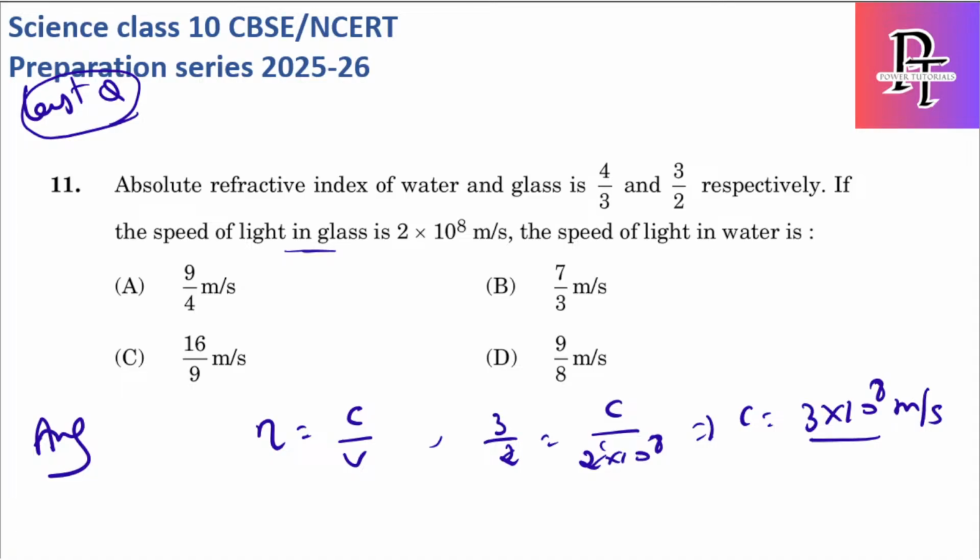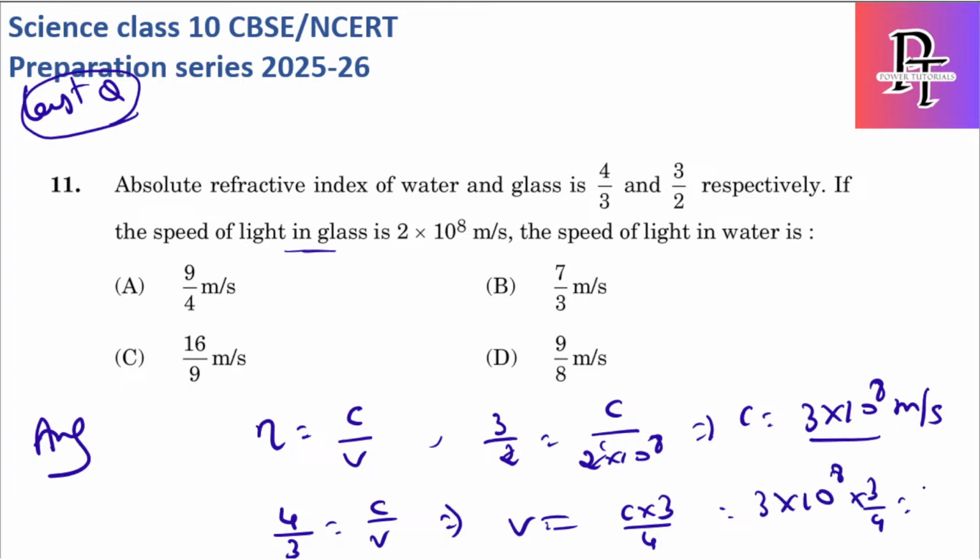Okay, the next one, eta, the refractive index of water, we will write, which is 4 by 3, is equal to c by the velocity of light in water. So v is equal to c into 3 by 4. C we got, which is 3 into 10 power 8, into 3 by 4. So the final answer is 9 by 4 into 10 to the power of 8 meters per second.